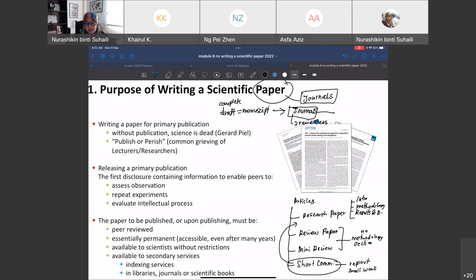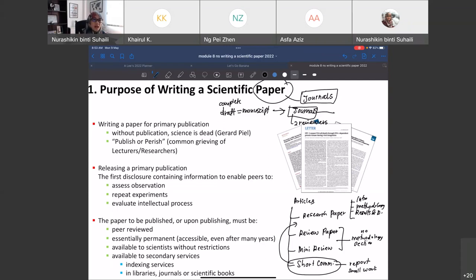So after the review, the reviewers will give the decision whether the manuscript is good or not. Sometimes there are certain levels of decision. They can reject, they can accept with minor revision, they can accept with major revision, or they can accept without any correction. So that is the level of decision. If corrections are needed, the manuscript will be sent back to the authors, and the authors will have to correct it and send it again for another review.